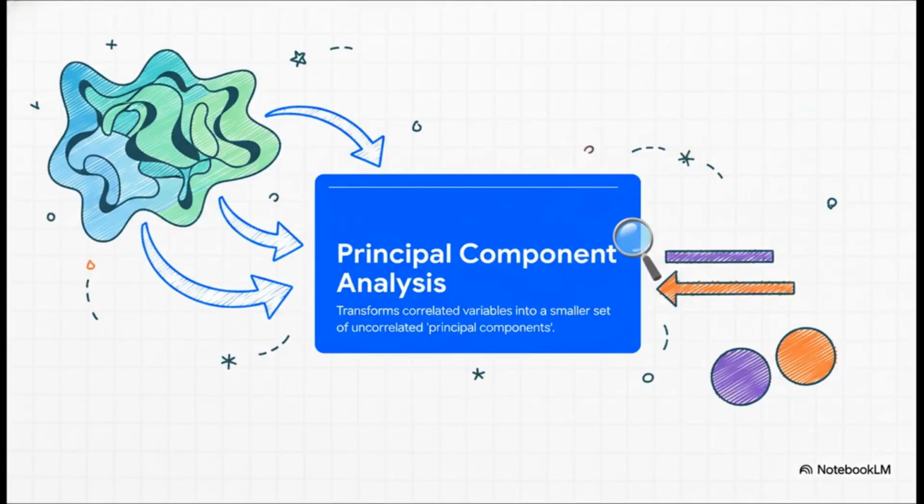By far, the most famous way to do this is with something called principal component analysis, or PCA. So imagine you have two features that are telling you pretty much the same thing, like a person's height in inches and their height in centimeters. They're highly correlated. What PCA does is find a way to combine them and other variables into new, uncorrelated features called principal components that capture the most important information, or variance, in your data. It's all about summarizing your data and cutting out the redundancy.